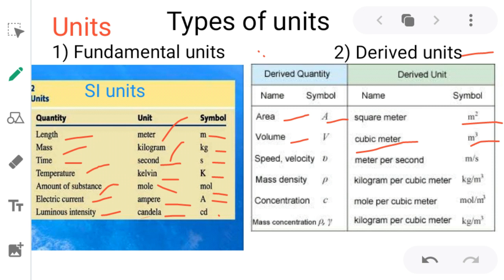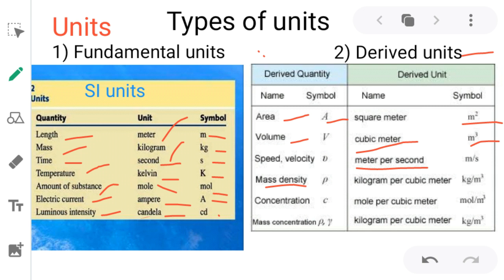Speed or velocity, we may consider both the same. The only difference is that speed is a scalar quantity, having only magnitude, and velocity is a vector quantity, having both direction and magnitude. Meter per second is the unit of speed or velocity. Here there are two fundamental units, meter and second. Since it is a combination of two fundamental units, it becomes a derived unit. Similarly, mass density.